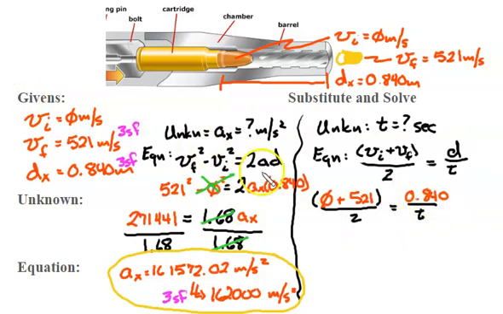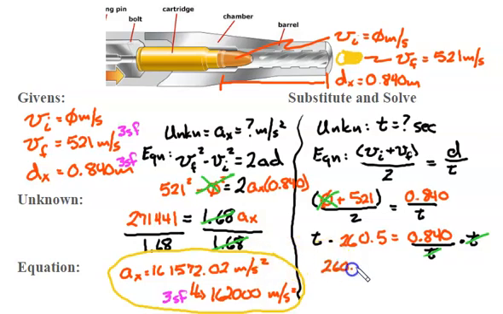Now, adding 0 to any number, that just blows up. And that gives us 521 divided by 2 is 260.5. And that equals 0.840 divided by t. In order to get t out of the denominator, I'm going to multiply the right side and the left side by t. And the reason I do that is so that t cancels. And then I get 260.5 t equals 0.840.